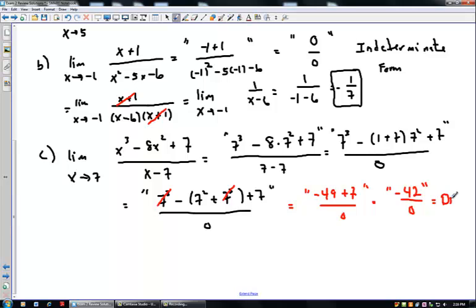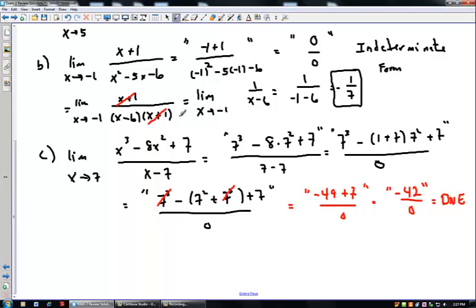So for this limit, we're going to say it does not exist. It's not an indeterminate form. It's not a 0 over 0. It's some number close to negative 42, divided by some really, really small number close to 0. So it's going to either blow up or blow down. So the limit does not exist.